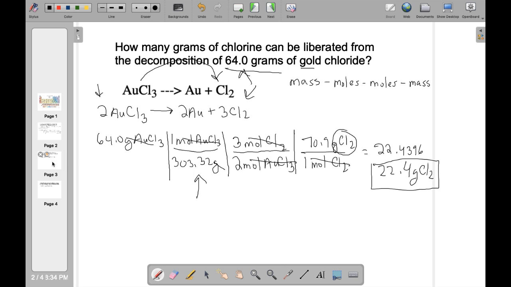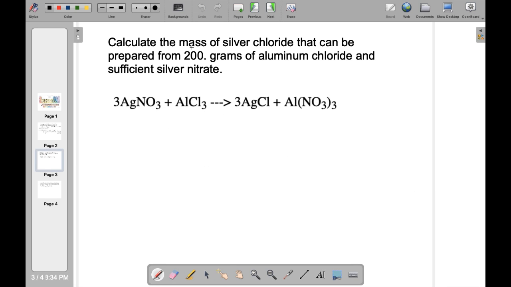Let's go down to the second question. Calculate the mass of silver chloride that can be prepared from 200 grams of aluminum chloride and sufficient silver nitrate. Okay, so calculate the mass of silver chloride. First of all, I have to identify what this stuff is. This is silver chloride right here, that can be prepared from 200 grams of aluminum chloride. This is aluminum chloride.